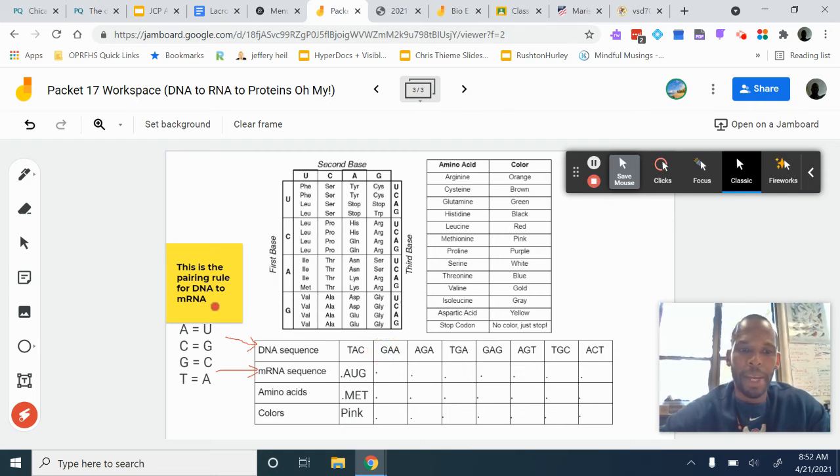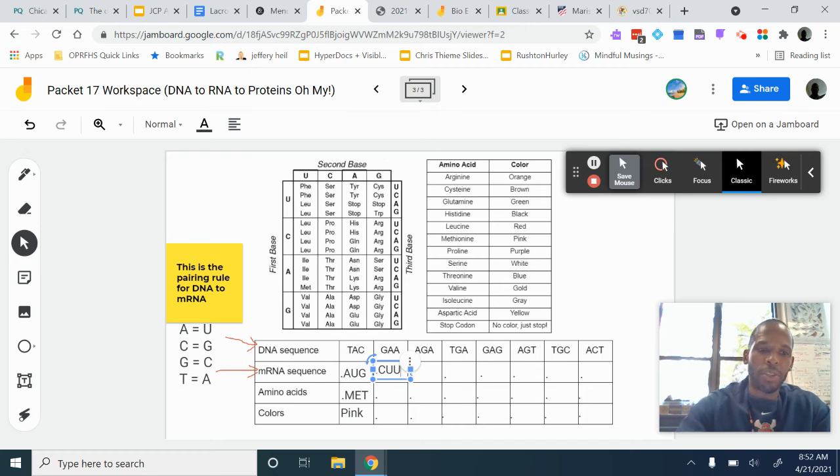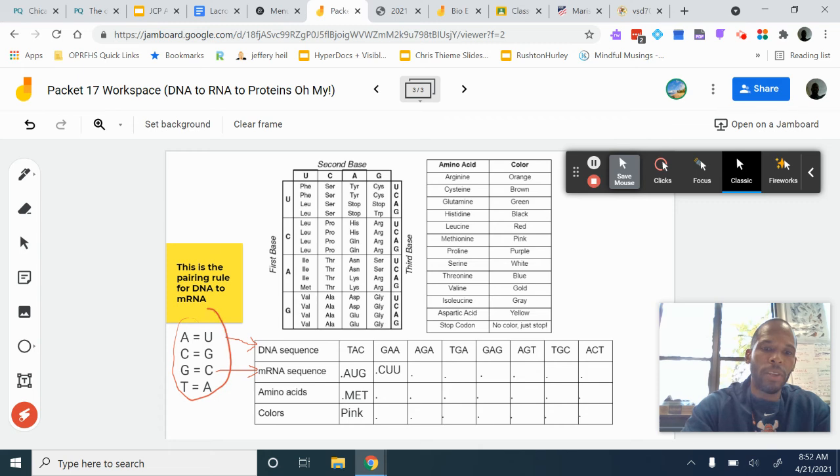So following my base pair rule again, G goes with C. A goes with U. A goes with U. I'm just following along with this rule right here to get my DNA to mRNA, as you did on the previous pages. The amino acid. So what does CUU actually turn into in terms of an amino acid?